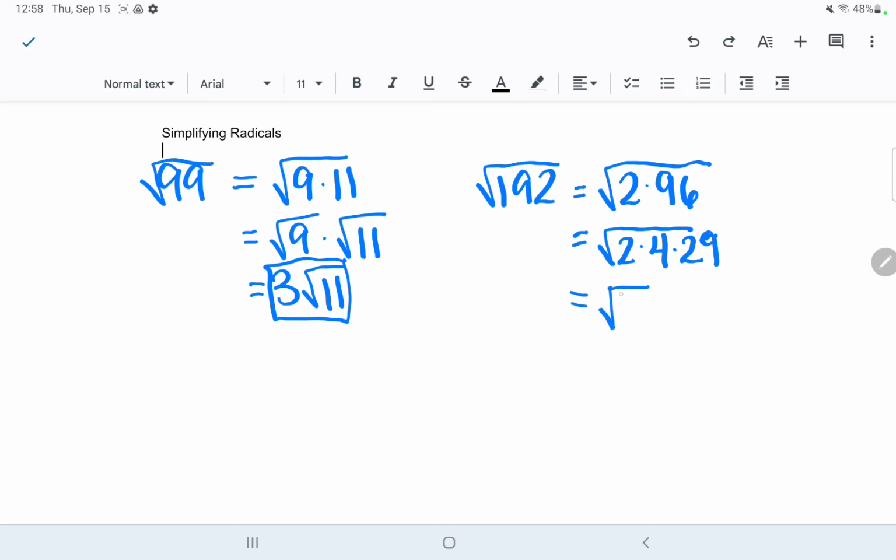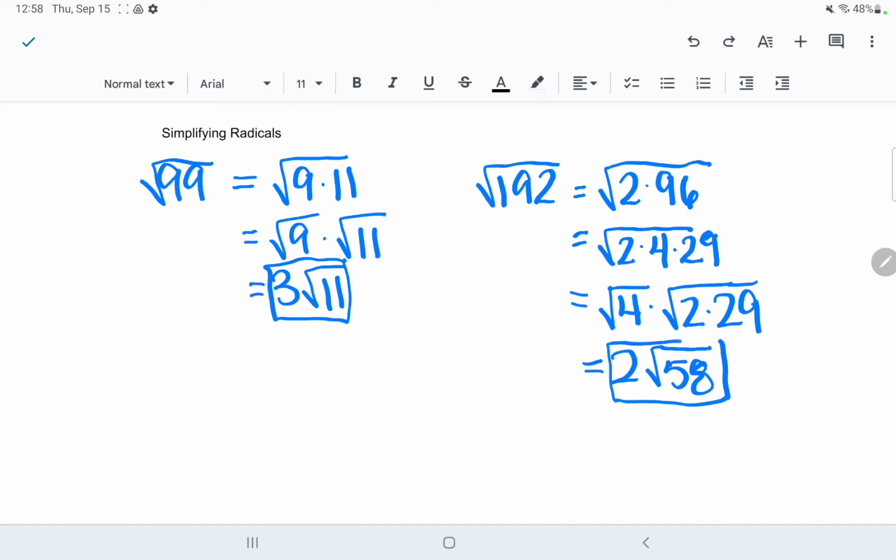Okay, so I'm going to do some rearranging here. I know 4 is a perfect square. I know 2 and 29 are both prime numbers. The square root of 4 is 2, and I'm going to multiply back together 2 and 29, and that's going to give me 58. So the square root of 192 is 2 times the square root of 58.